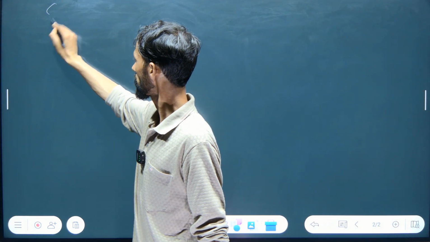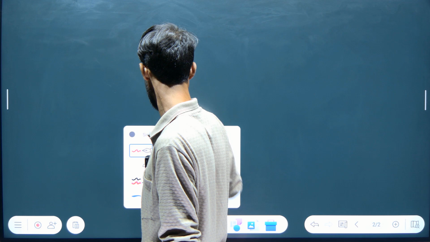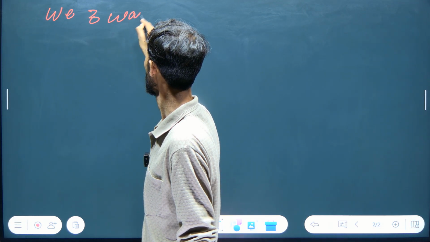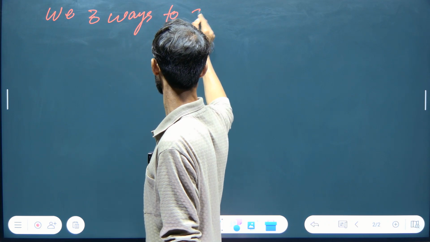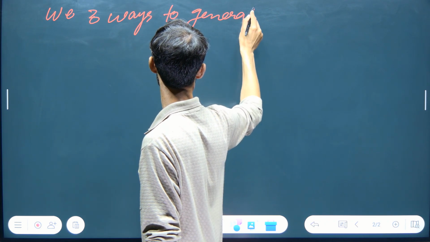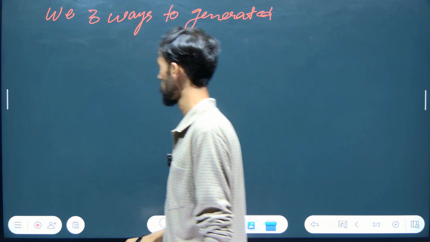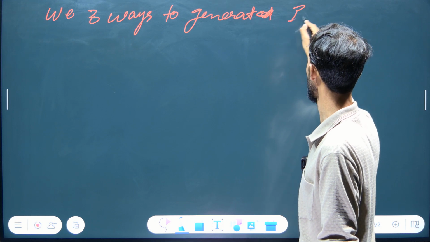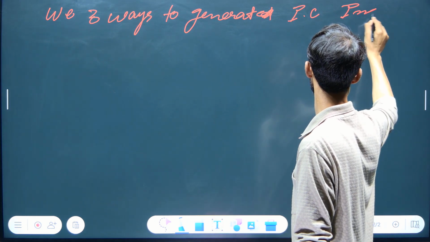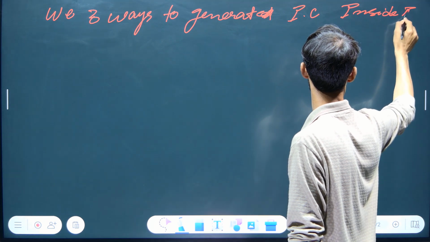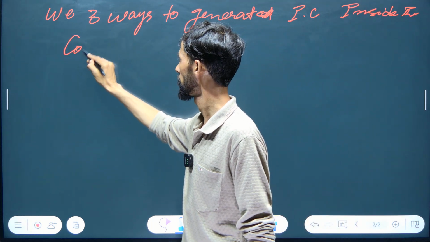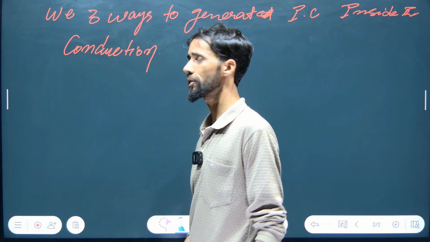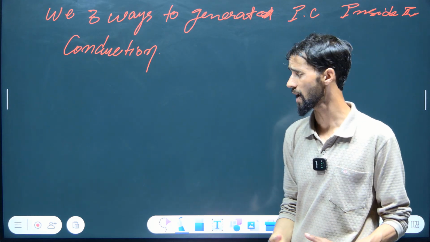So, we have three ways to generate induced current inside the conducting loop. We have three different ways to induce current inside the loop.